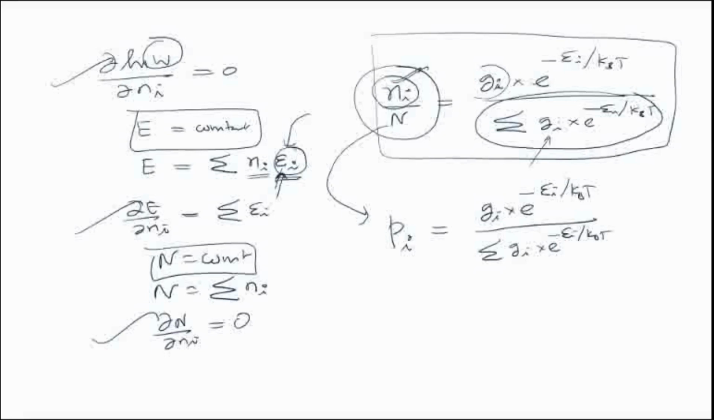This formula is very, very important. It will give you the number of particles in the ith level in the most probable macrostate directly. That's the advantage of this formula. Now, see here, if you plot the probability of occupying the ith state versus temperature.